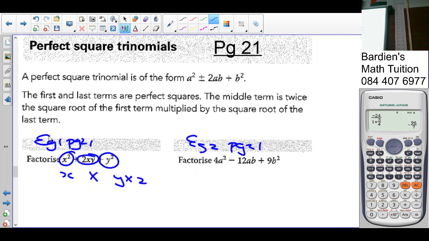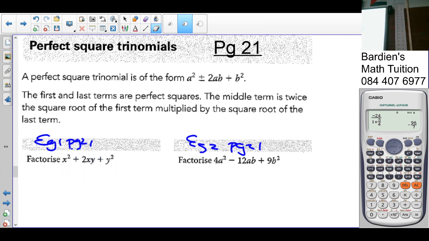You got it? So if this is a perfect square trinomial, we say it's going to give you the square root of x squared, the square root of y squared. We take the sign of the middle term, which is plus. And we always check the middle term. What's x times y times 2? 2xy. You all okay with that? Try it on that one quickly. You guys factorize it.